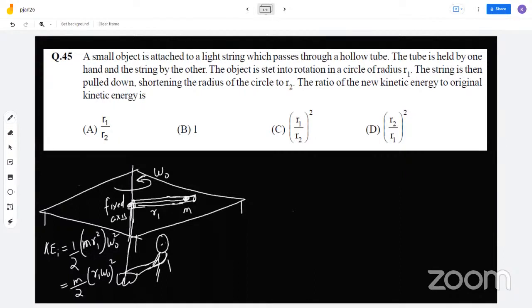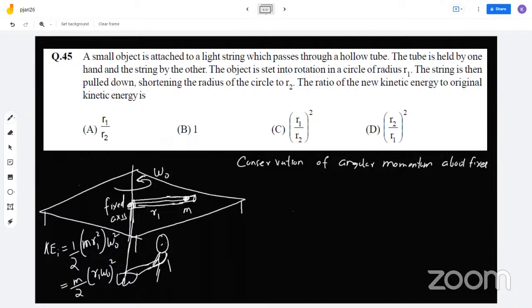तो जैसे ही नीचे खींचोगे, उसका angular velocity change हो जाएगा. So how will you find the new angular velocity? Which concept? Conservation of angular momentum. About which point? About the fixed axis.